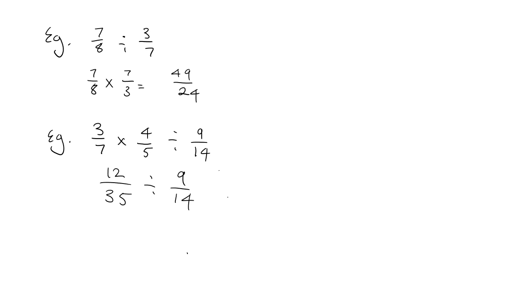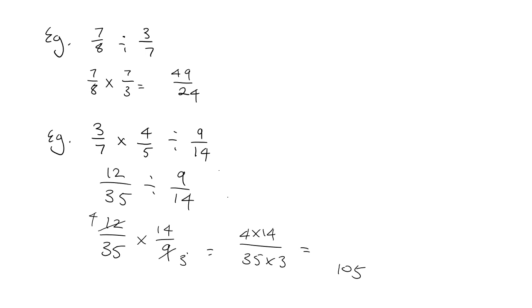Okay. So we times 12 over 35 by the reciprocal of 9 over 14, which is 14 over 9. We can cross cancel. So we divide 12 by 3, which is 4, and we divide 9 by 3, which is 3. So we get 4 times 14 over 35 times 3. 35 times 3 is 105. 4 times 14 is 56, and we can't simplify that, so that is our answer. Easy.